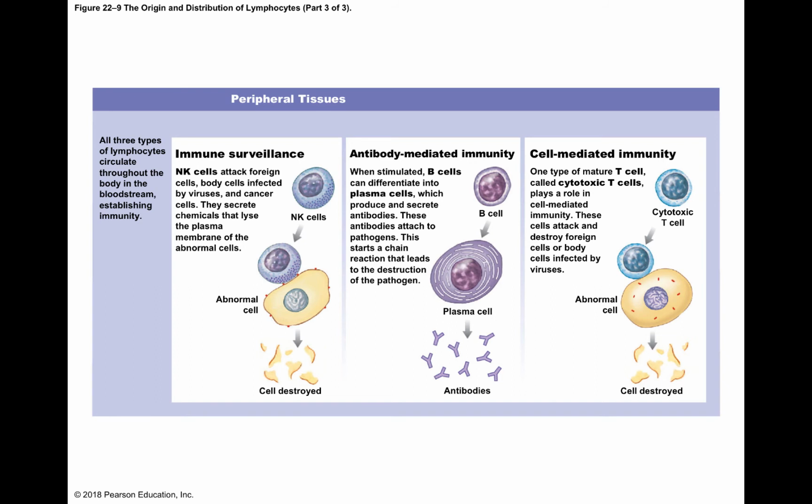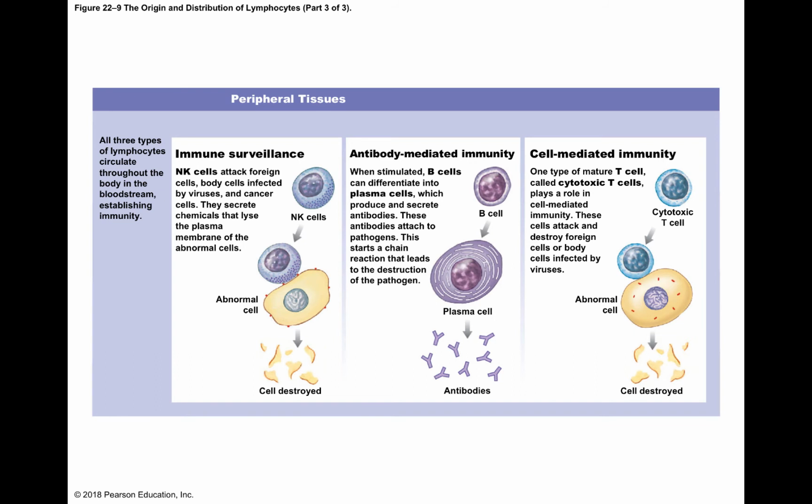Another type of T cell is called a helper T cell. Now, the helper T cell is a helper. So it's going to run off and activate other T cells, or it's going to run off and activate the B cell. It's a helper cell. That's what it is, a helper T cell.